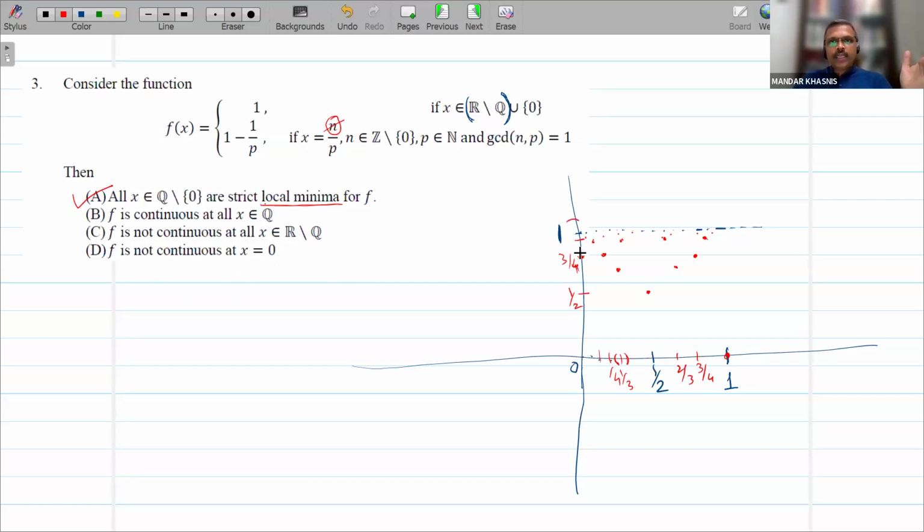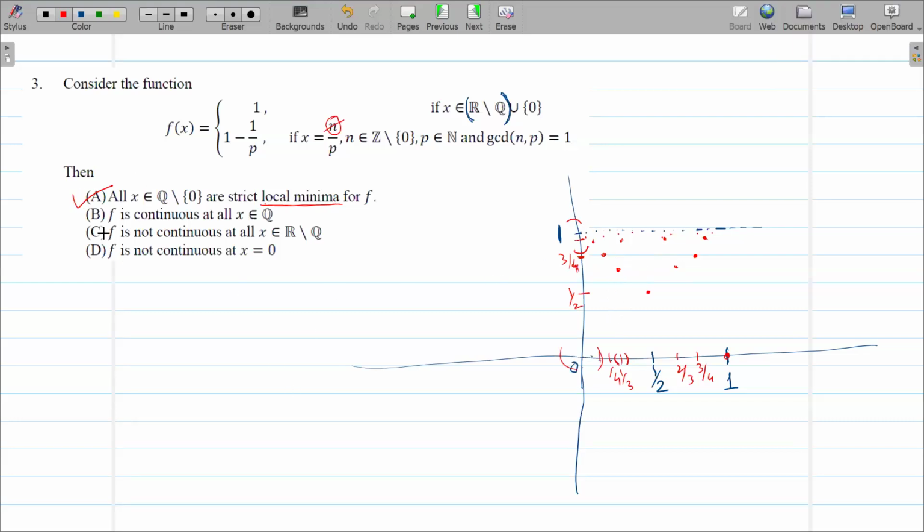So if you take any neighborhood of 1, you will always find many images of rationals. Sorry, all the images of rationals also in the neighborhood. Such a neighborhood can be obtained, because after some stage, all the images of rationals are also reaching 1. Do you see this point? That's the idea. Okay, so the answer is A. And not B, C, D. B, C, D all are not true. Good.